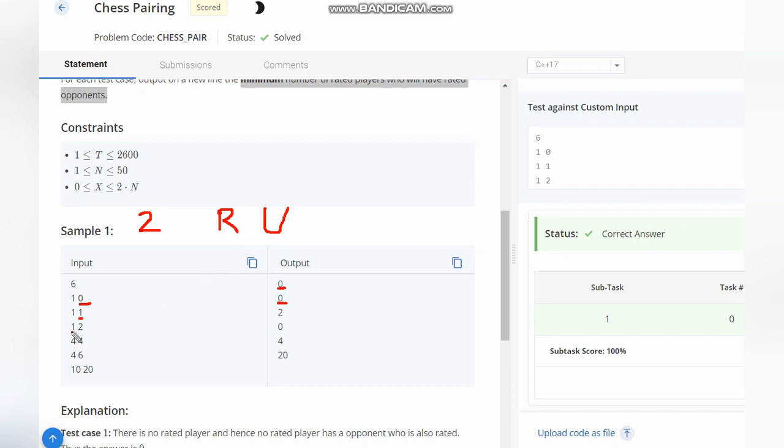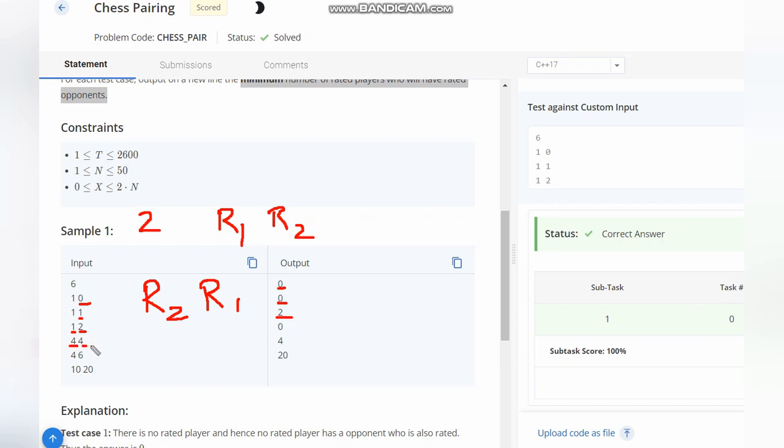Now we have 2 rated players. In case of 2 rated players, let the 2 rated players be R1 and R2. So it will be R1, R2, and the next pair would be R2, R1. So these two are rated pairs.